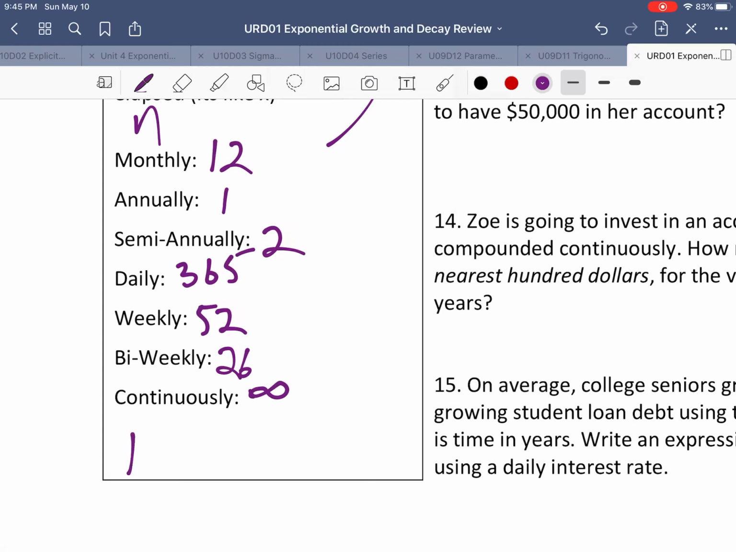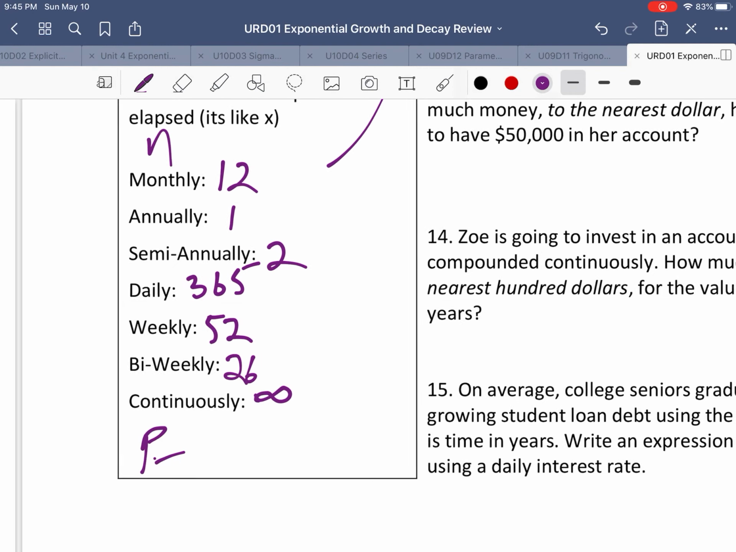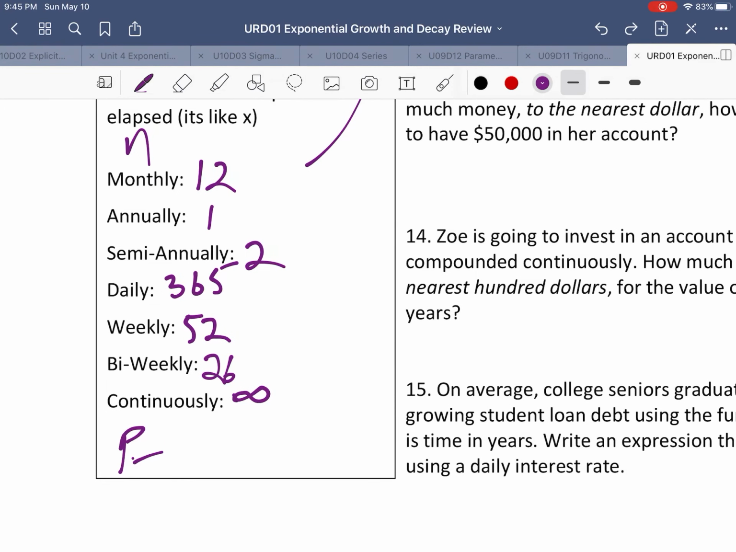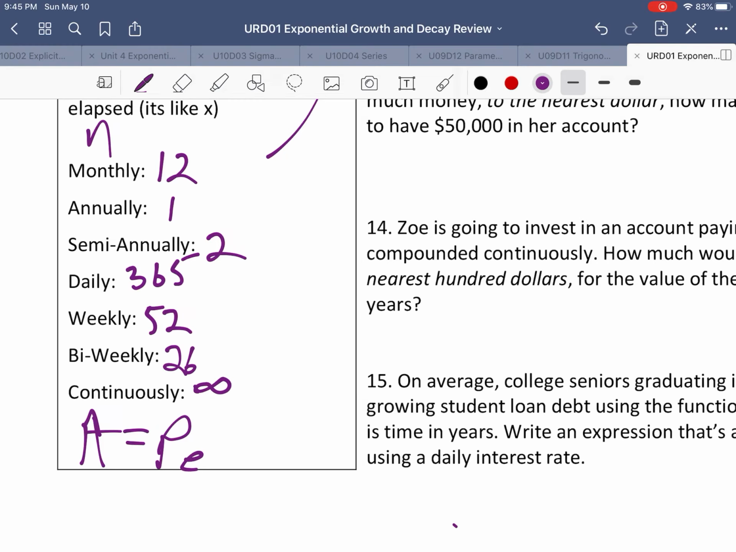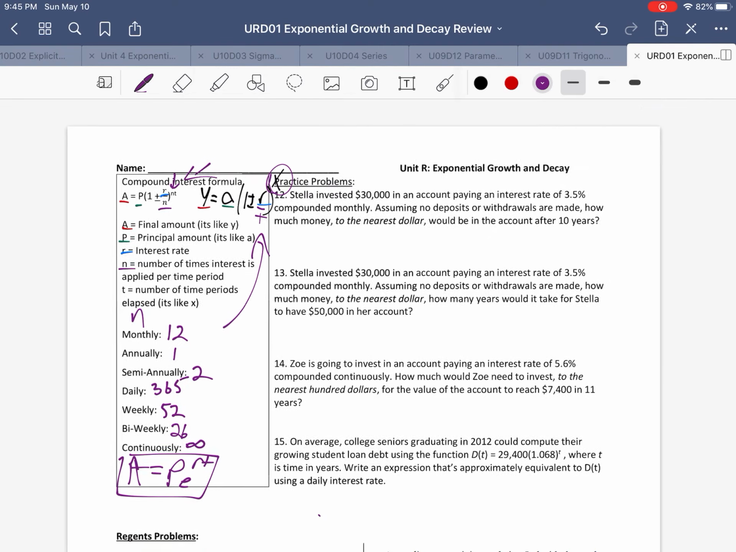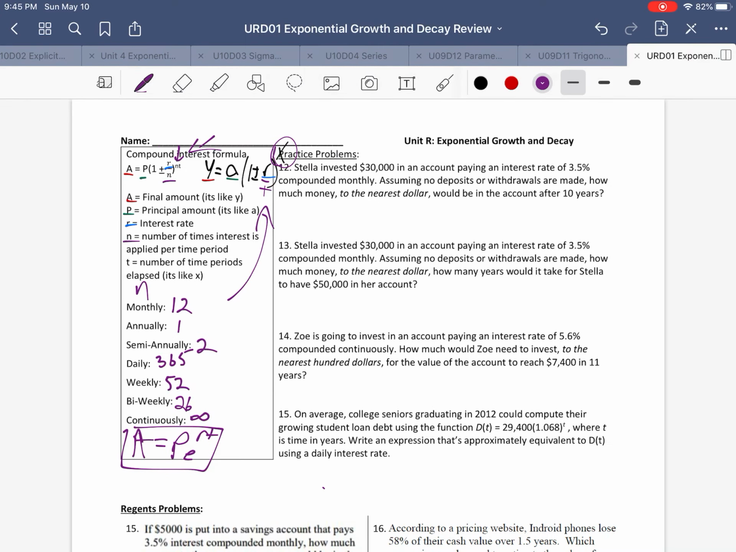So this one you can't plug in infinity because it's not a number, so there's a separate formula for that. It's A, the final amount, is going to be equal to the principal amount or starting amount times e, which is a number on your calculator, to the RT power. So this formula is going to be equivalent to using the compound interest formula, but with the n value being infinity. All right, we're going to do problem 13 and 15.